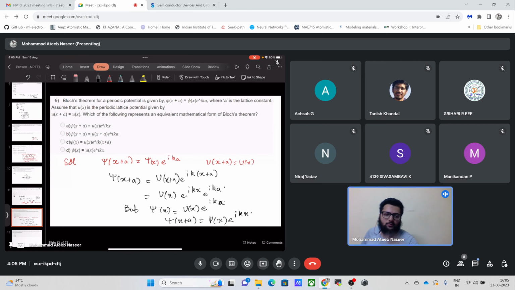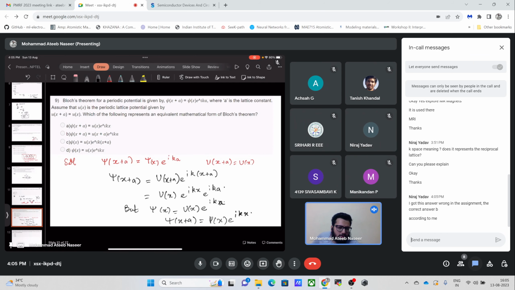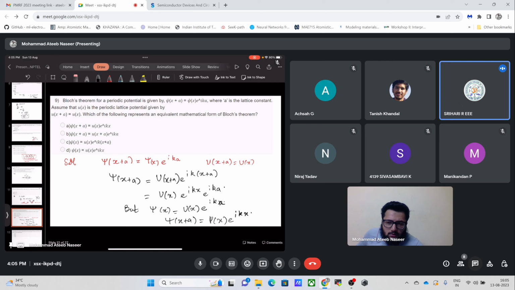Okay, this was an assignment. I got this answer wrong in the assignment. The correct answer for the assignment was option D, sir. Oh, no, no, no. I am saying, why am I getting psi of x e to the power ikx? That's why. Since x plus a equal to x.